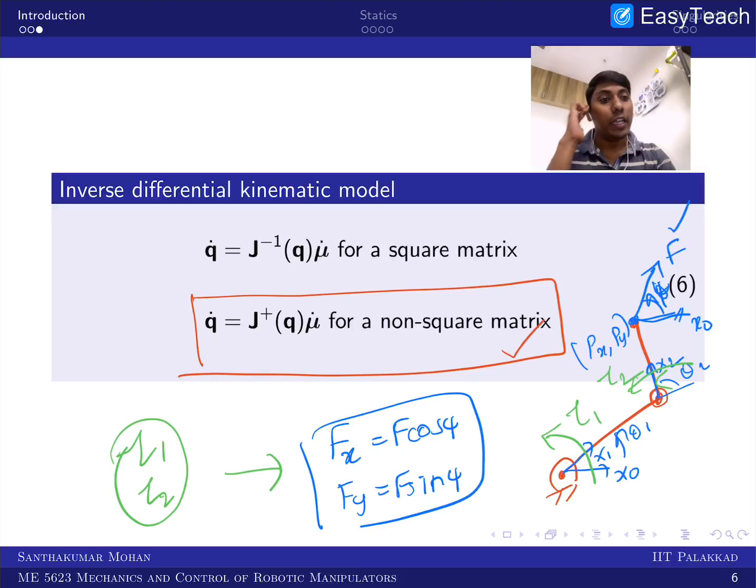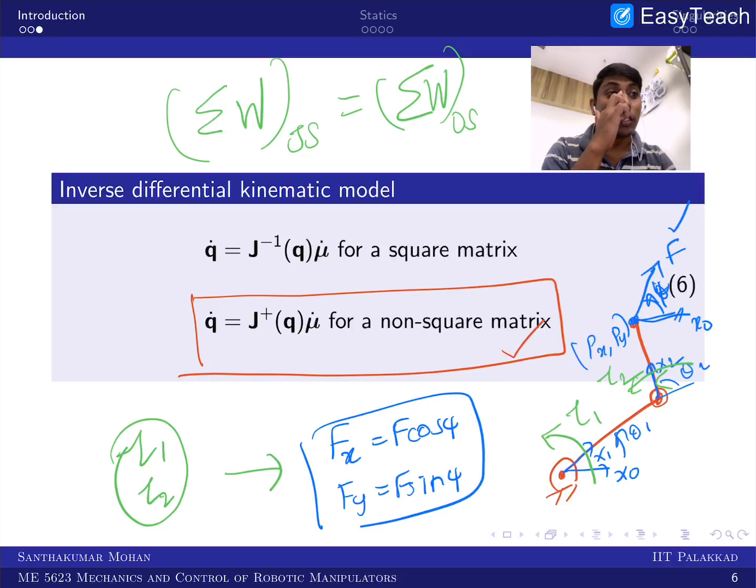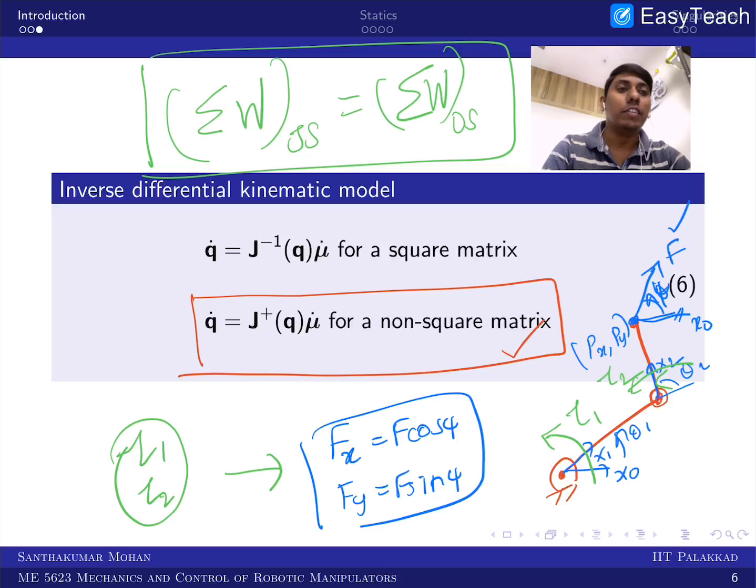In the sense, what we know is that the work done at the configuration space is supposed to be equal to the work done at the operational space. That is the basic principle. I said the sum of work on the joint space is supposed to be equal to the sum of the work done at the operational space. Right now we are not bothering about the losses or the dissipation. This is supposed to be true as per energy conservation, right?